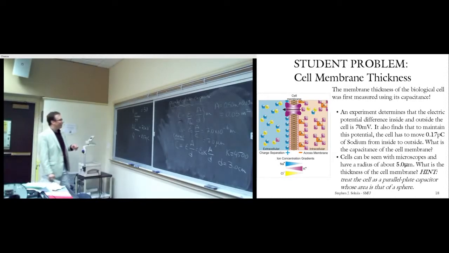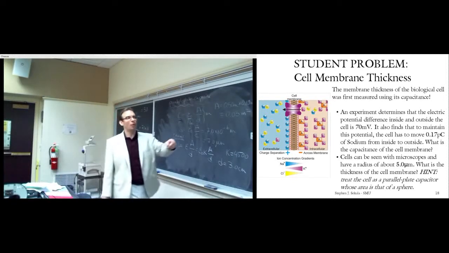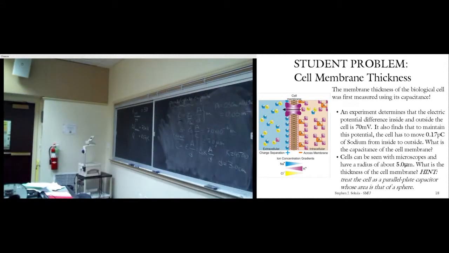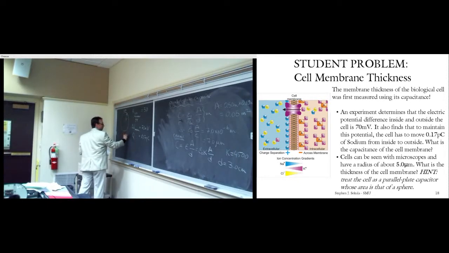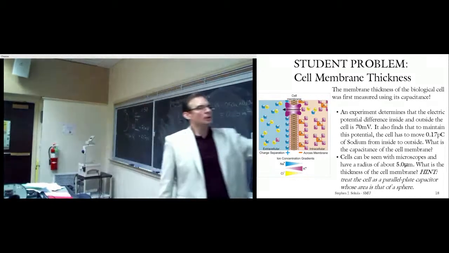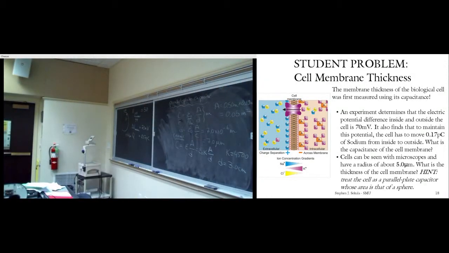All right? Second thing I want you to do is take the fact that cells can be seen with microscopes, and they have a radius of about 5 microns. You can think of the cell as, here's a cell, physicist's picture of a cell, it's a sphere, and it has a radius R equals 5 microns. Again, microns in size, okay? Based on that information, what's the thickness of the cell membrane? So once you have the capacitance and you have this information, I want you to try to calculate the thickness of the cell membrane. Hint.